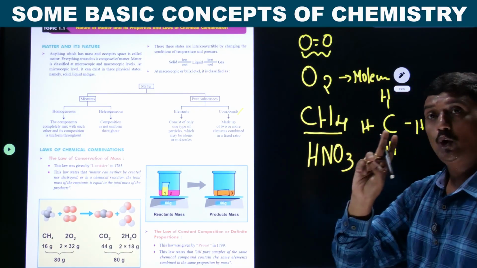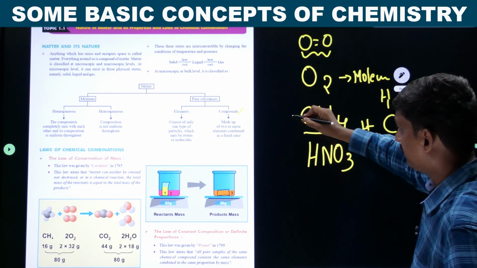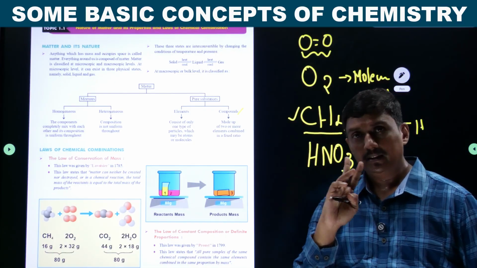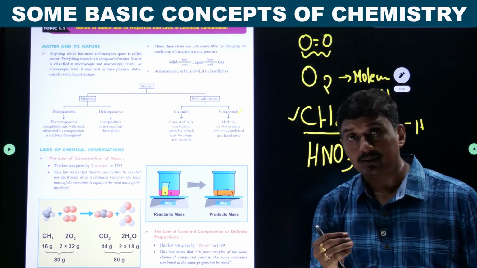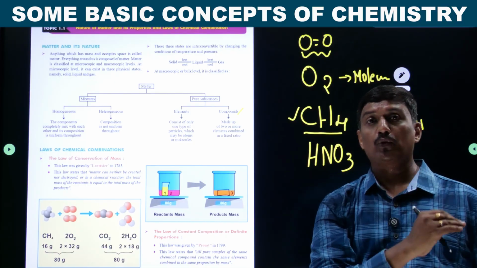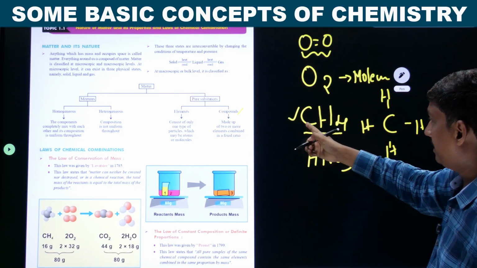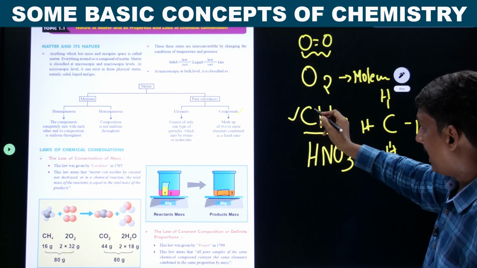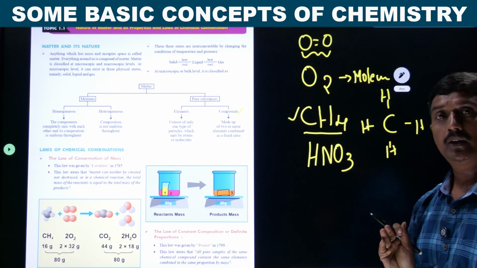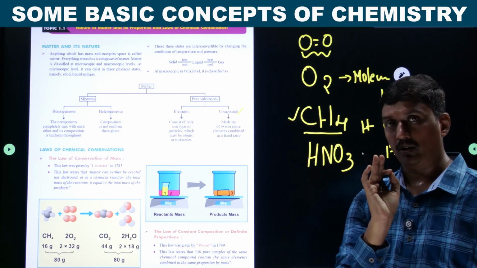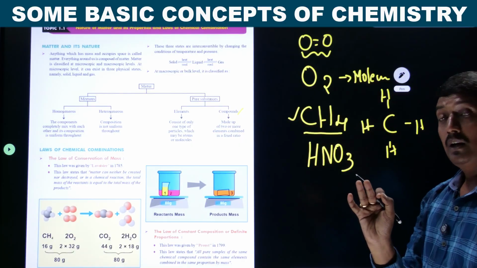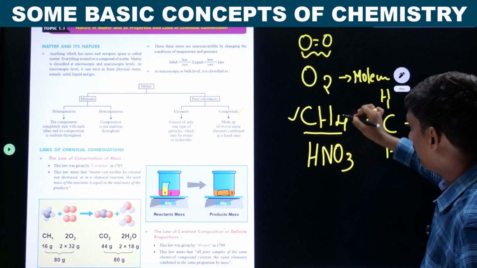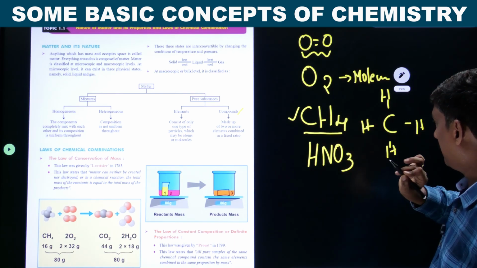Here you have two elements. One is carbon, another is hydrogen. These are the elements. If I ask how many atoms of carbon, you can say 1. How do you say? In this formula, I have written only 1 carbon. So you say it is 1 carbon. If I ask how many hydrogen atoms, you say it is 4, because it is mentioned 4 hydrogen atoms.